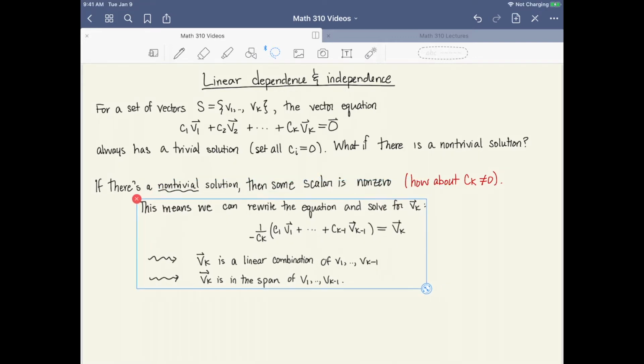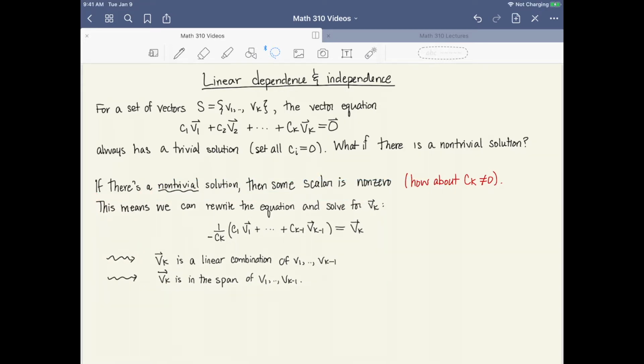When you do that, what you would do is subtract ck vk from both sides of the equation, and then you would divide out by ck, and that would leave you with an expression looking like this. Vk could be written as the sum of ci vi's, scalar multiplied through by 1 over ck. But what that means is that vk is explicitly a linear combination of the other vectors, and vk is in fact in the span of the other vectors.